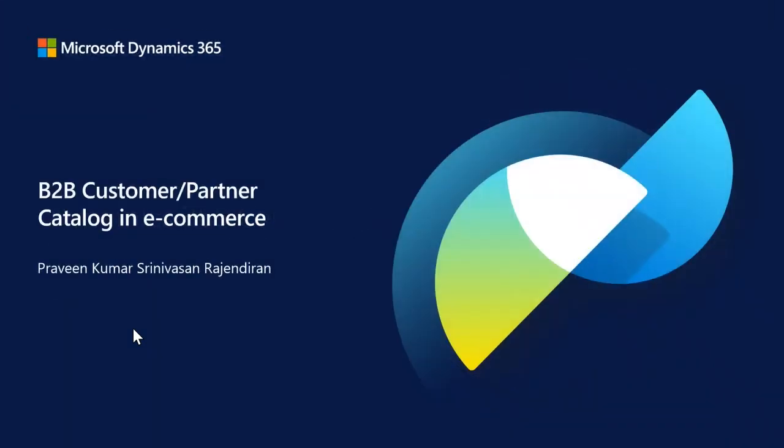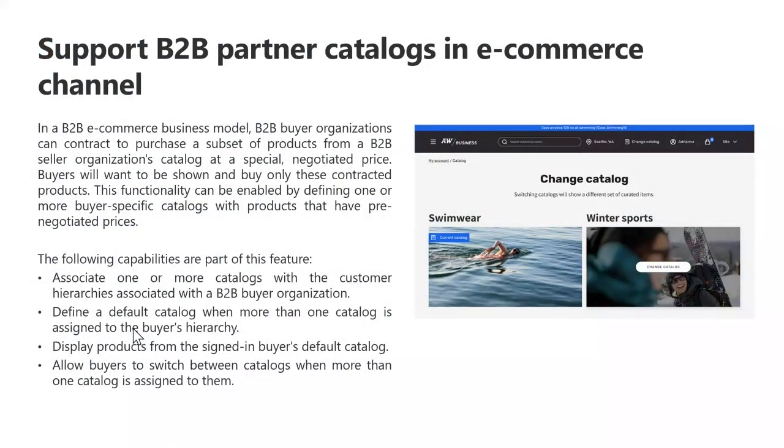Thank you, Meenu. Let's talk about B2B customer catalogs. With this upcoming release, we have added support for B2B partner catalogs in our e-commerce channel. With this functionality, we are now able to associate one or more catalogs with customer hierarchies associated with the B2B organizations, as well as have the ability to set a default catalog when more than one catalog is associated.